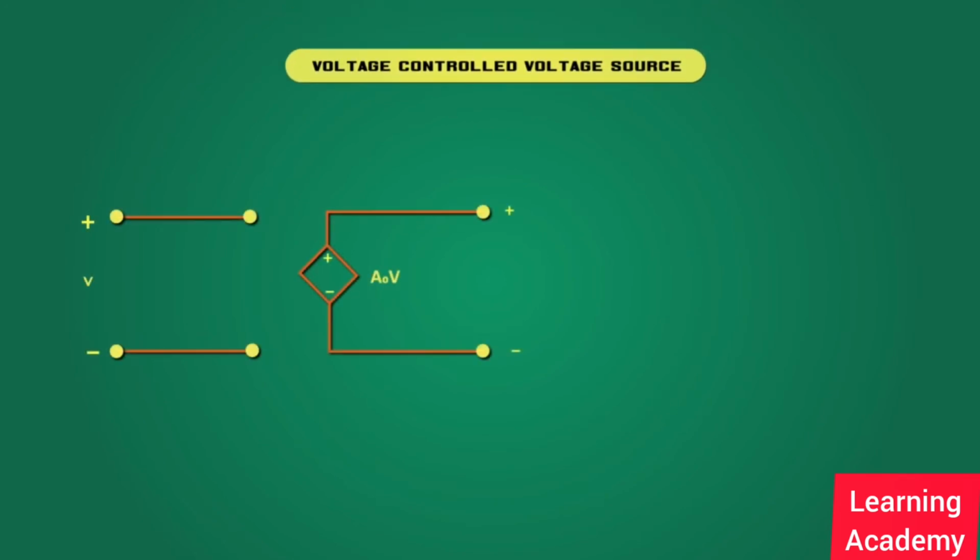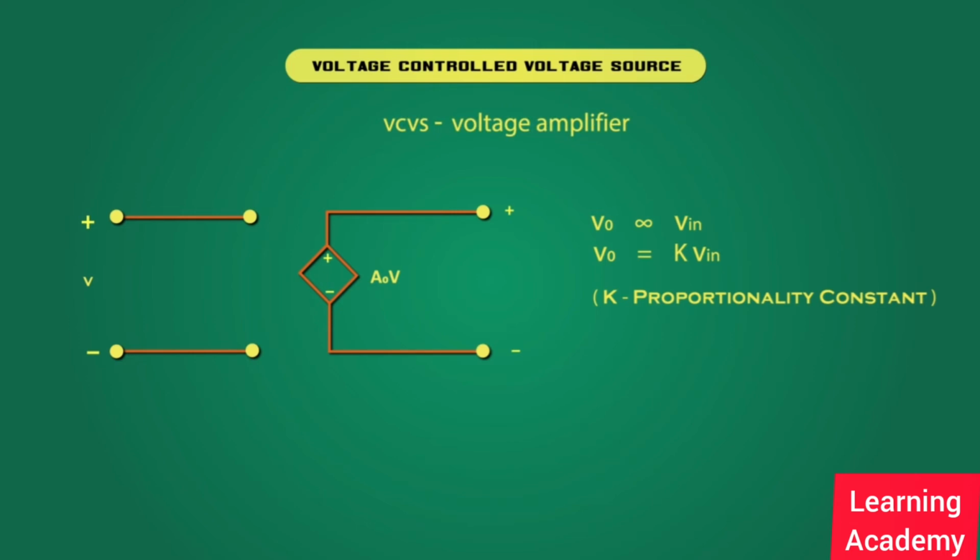Voltage-controlled voltage source, VCVS. This is a voltage source whose output can be controlled by the input voltage. In this source, the output voltage is directly proportional to the input voltage. We can also write it as: here K is a proportionality constant. VCVS is also called the voltage amplifier. Here, K is also called the voltage gain of the amplifier. The ideal VCVS has an infinite input resistance and zero output resistance.